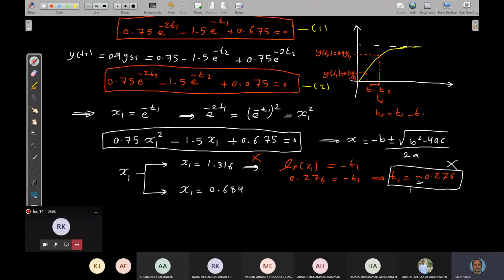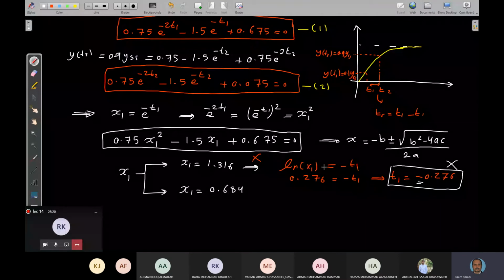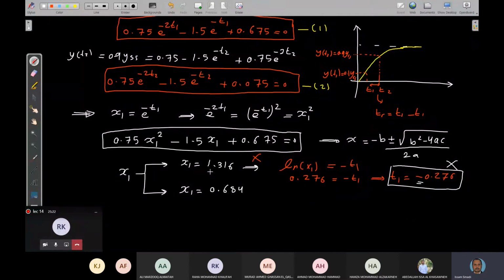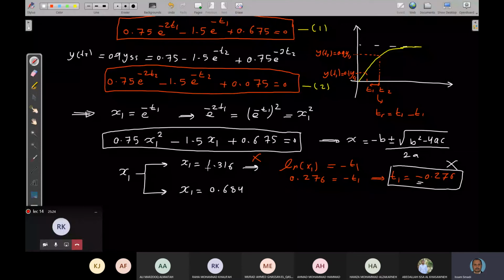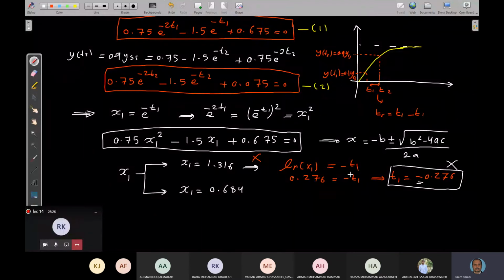Can I return back in time? Simply remember our response is only defined for t equal to 0 and above, correct? So there's no negative time. So this one I will exclude. Here I will exclude any value greater than 1, because this will cause the time to be negative, and this is not applicable in physics. So I will end up with what?